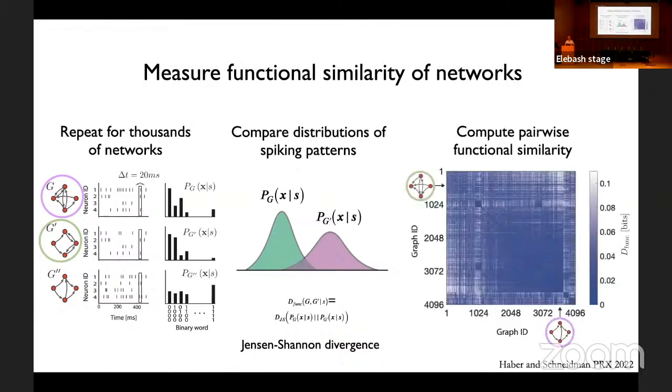In this particular case, we took all the architectures of four neurons, of which there are 4,096. And so we have this big blue matrix of similarities between architectures. Now you can start playing with this and ask, what can we read out of this?